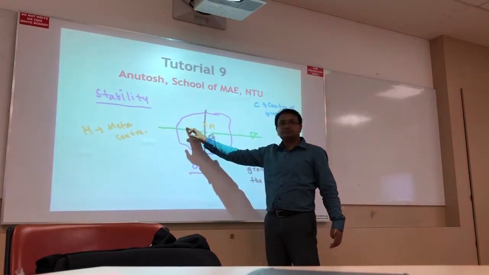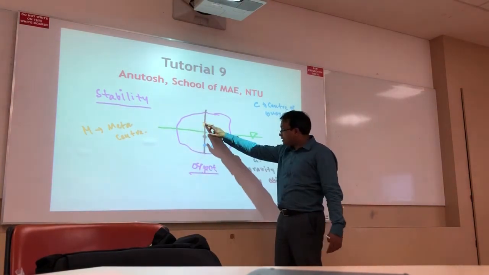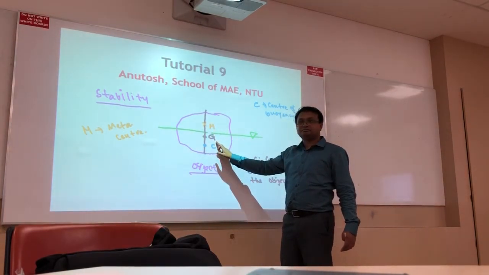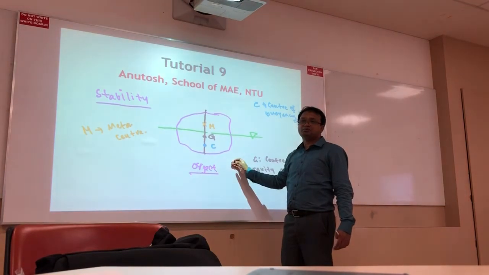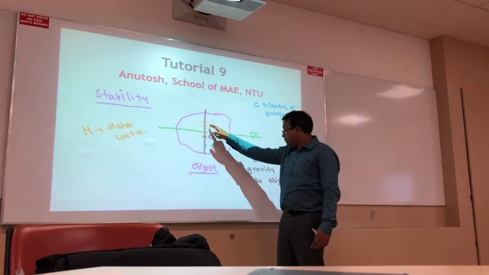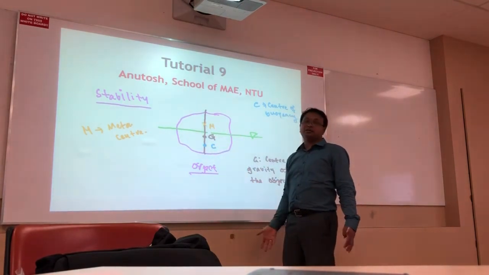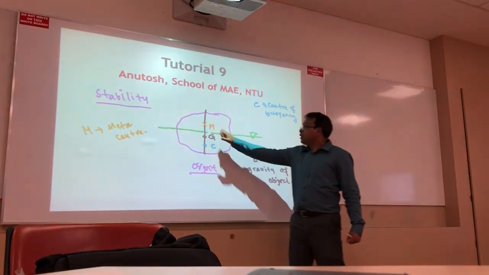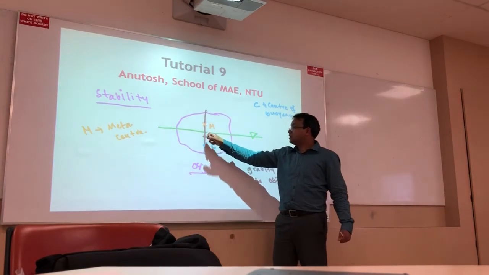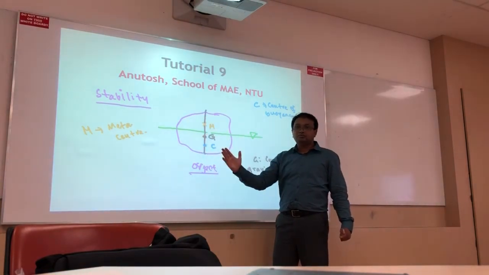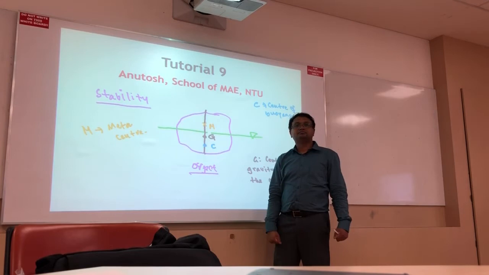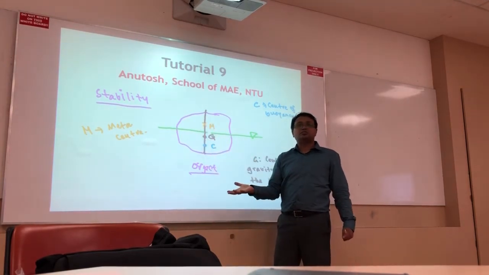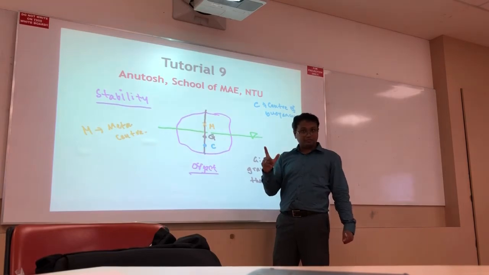Or this direction. Okay, when the metacenter comes below G, then it sinks. Correct? When the metacenter comes here, sink. Nobody can stop it. So now, when the metacenter is above the center of gravity, the object is stable. When the metacenter is below G, this is not stable. This is the concept.